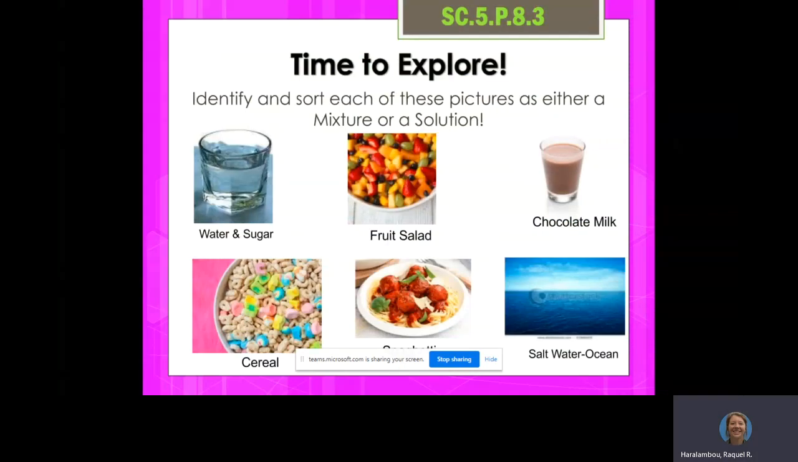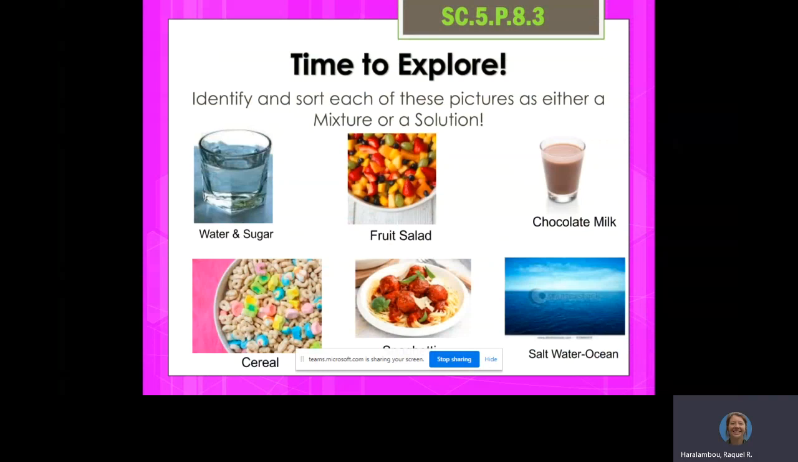So let's explore here. Identify and sort each of these pictures as either a mixture or a solution. We'll start over at the top left, and I just want you to say it out loud, and this will be one of the things that we go over on Wednesday when we discuss the PowerPoint. Water and sugar, mixture or solution?